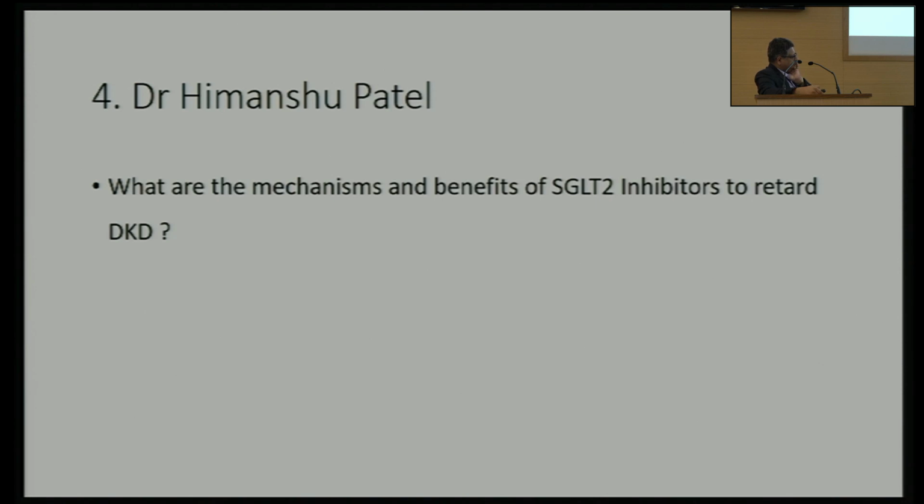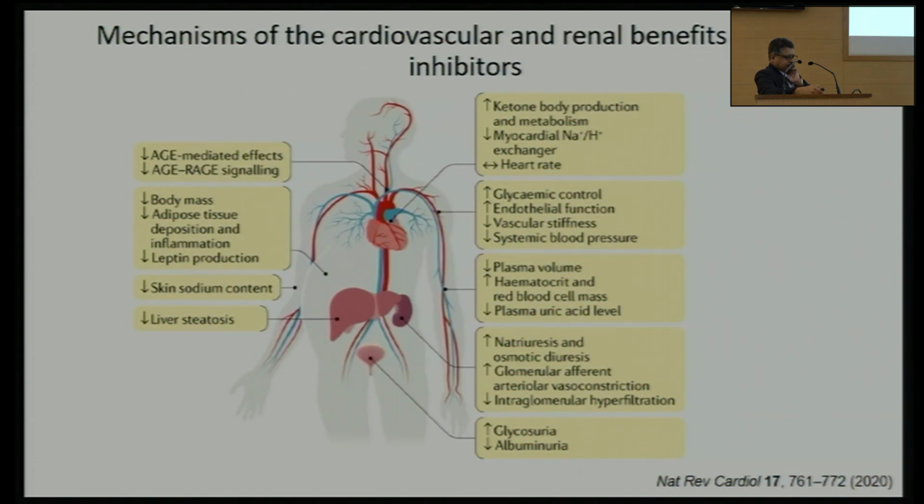You can divide the mechanism into direct and indirect effects. If we see the direct effect, primarily it improves the sugar control, that is by glycosuria. And second is natriuresis, by which it improves the blood pressure control. These are the primary effects. If we see the secondary benefit, it will decrease the albuminuria by vasoconstriction and by better blood pressure control.